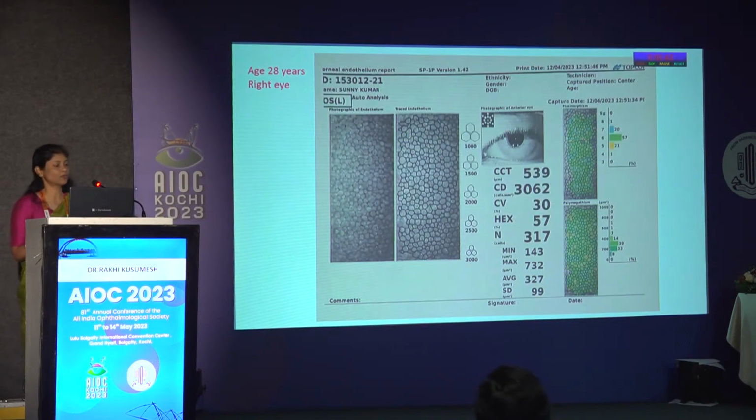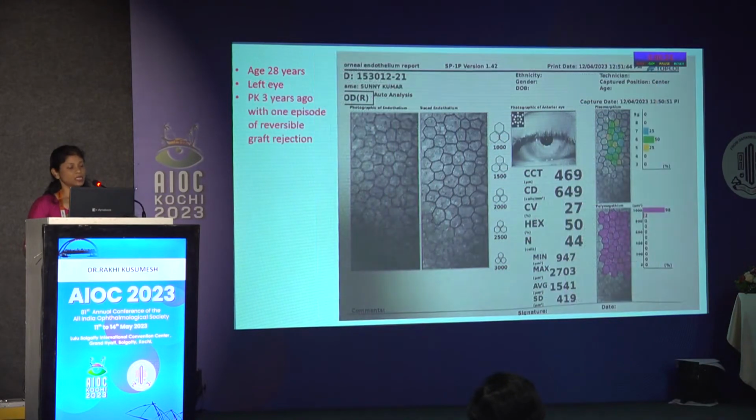So this is a case of a 20-year-old young male. If you look at the data, the endothelial picture is totally normal. And if you see the parameters, the corneal thickness is 539, count 3062, CV is absolutely normal at 30, hexagonality is 57. The same patient, other eye, has been operated for healed keratitis.